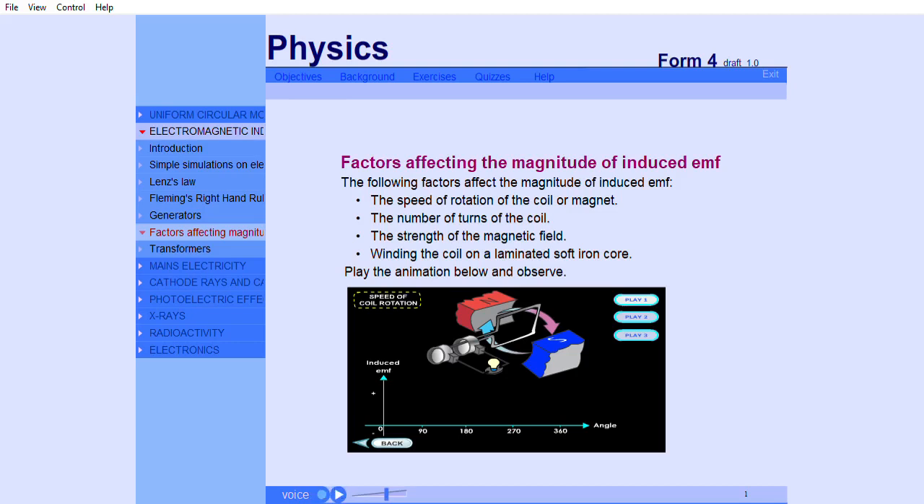Factors affecting the magnitude of induced EMF. The following factors affect the magnitude of induced EMF: the speed of rotation of the coil or magnet, the number of turns of the coil, the strength of the magnetic field, and winding the coil on a laminated soft iron core. Play the animation below and observe how each of these factors affect the induced EMF.